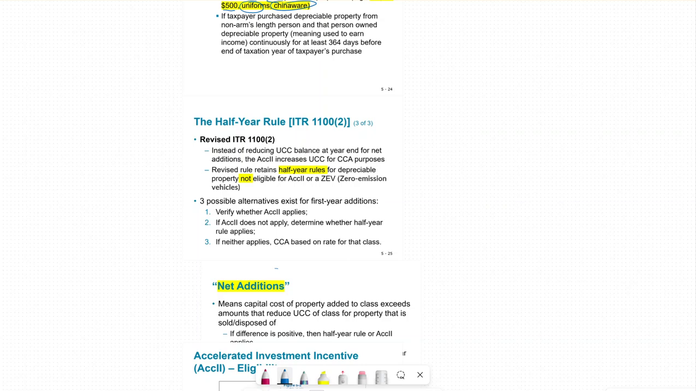First of all, the possible alternatives exist for the first year of addition. Verify whether the accelerated investment incentive is applied to them. If it applies, these are the possible things. If it doesn't apply, determine the half-year rule. If neither applies, CCA is based on the rate of that class. So either you take 150% of it, or if it doesn't apply, then you're allowed a half-year rule. If neither of the two applies, then whatever the rate is for that particular class, we can claim our CCA.